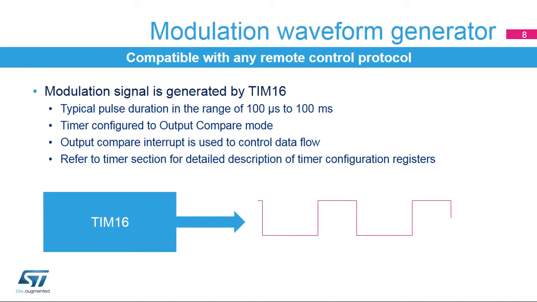Timer 16 generates the modulation waveform for the remote control protocol used in the application. The timer is configured in output compare mode using the output compare interrupt to generate pulses representing a logical 0 or 1 and control the modulation of the data flow. For a detailed description of how to configure timer 16, please refer to the timer section in the reference manual.